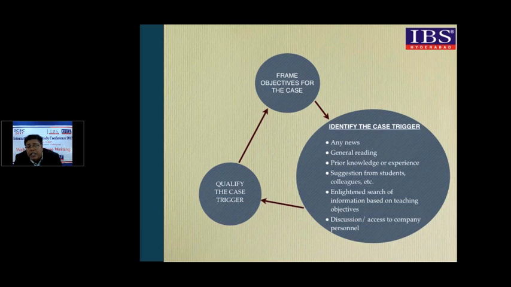Now, discussion with company personnel can also give many great case ideas. Those who are involved in case writing know that this is not a very easy ask, in the sense that access to companies can be quite difficult to get. But if you have contact with the company, make sure to make it count, because there will seldom be any company where there will be no interesting things happening and things that your students cannot learn from.